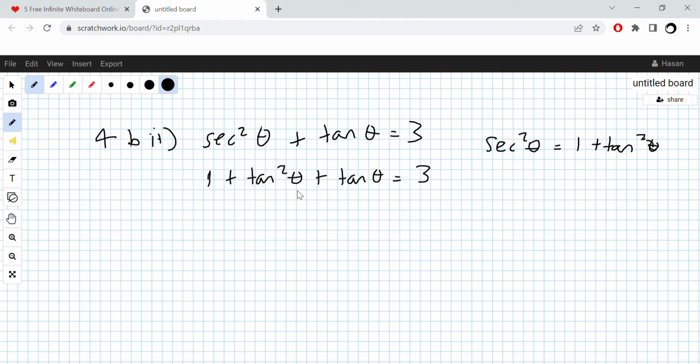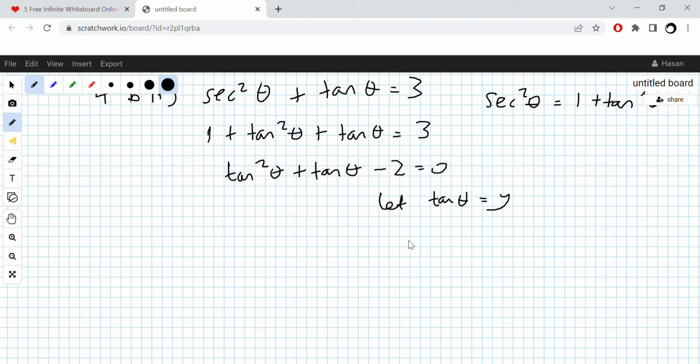You can see there's a quadratic because there's a squared, and then there's just it on its own, and then there's a number. We bring everything to one side, tan squared theta plus tan theta. Bring 3 to this side, minus 2 equals 0. To make life simpler, we can just write, let tan theta equal y. So we can let ourselves have a normal quadratic. So y squared plus y minus 2 equals 0.